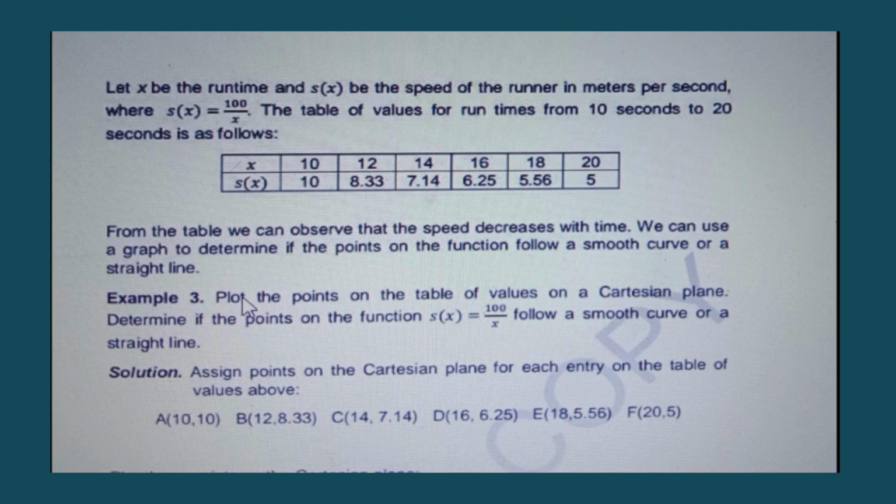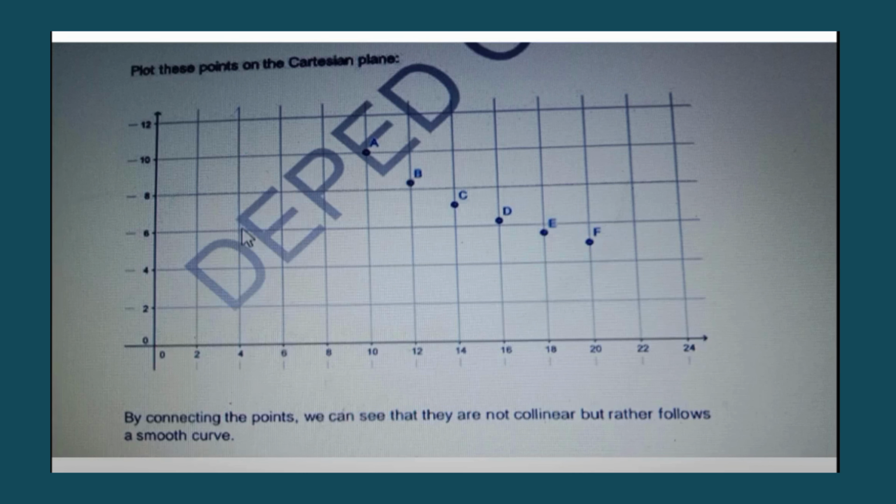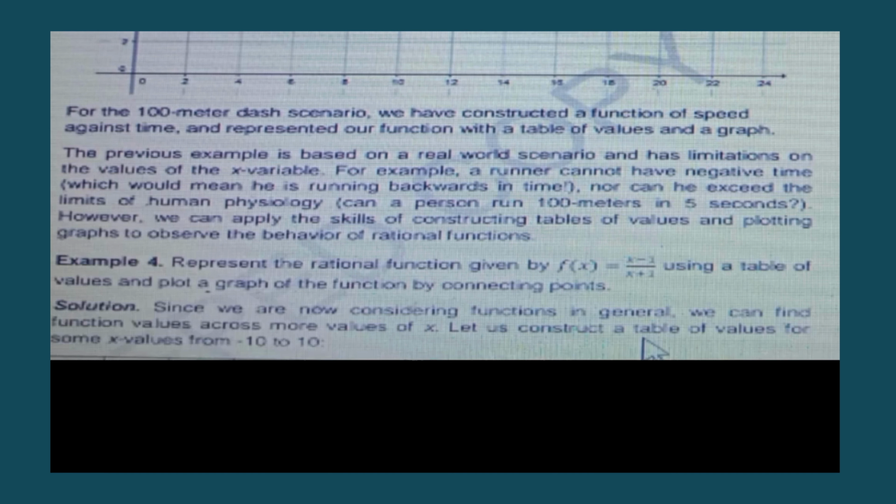Solution. Assign a point on the Cartesian plane for each entry on the table of values above. Plot the points on the Cartesian plane. By connecting the points, we can see that they are not collinear, but rather follow a smooth curve. For the 100-meter dash scenario, we have constructed a function of speed against time and represented our function with a table of values and a graph.